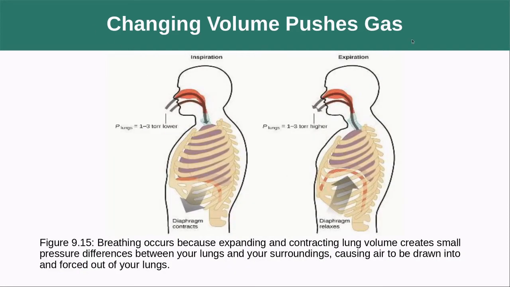The change in volume is actually how you breathe. When you push down on your diaphragm, your lungs expand. This causes an area of low pressure. Air flows in, then you contract it, create higher pressure in your lungs, and push it out.